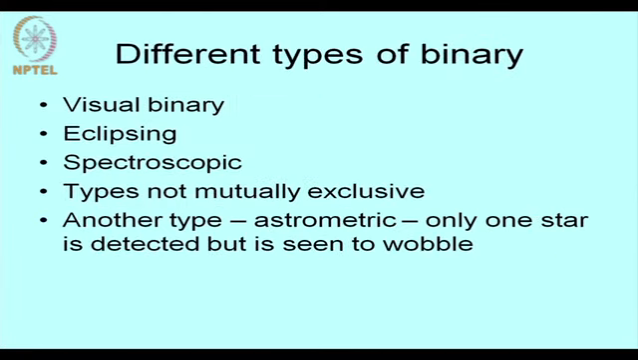And finally, I told you that there were three kinds of binary stellar systems: the visual binary, eclipsing binary, and spectroscopic binary. These three types are not mutually exclusive. So, you could have a binary system which is both a visual and a spectroscopic binary, for example. And then I briefly discussed each different type of binary system.